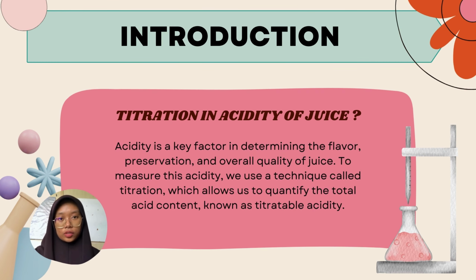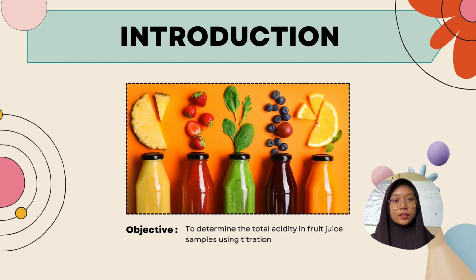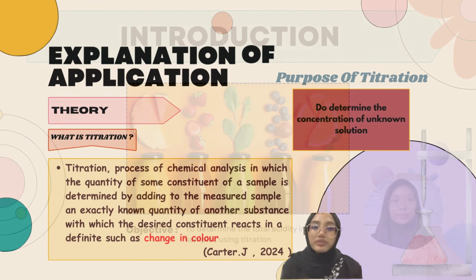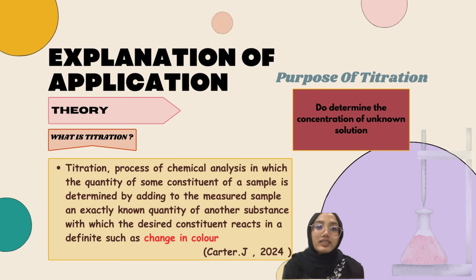Before we start our presentation, I want to ask you something. Every time we drink juice and taste the sourness of it, do you ever wonder about the acidity of the juice we consume? Acidity is a key factor in determining the flavor, preservation, and overall quality of juice. To measure this acidity, we use a technique called titration, which allows us to quantify the total acid content, known as titratable acidity. The objective of this presentation is to determine the total acidity in a fruit juice sample using titration. So first, we have to know what actually a titration is.